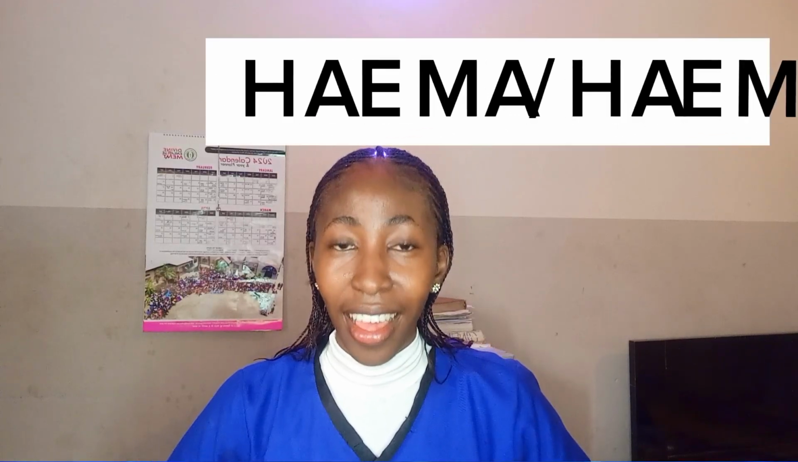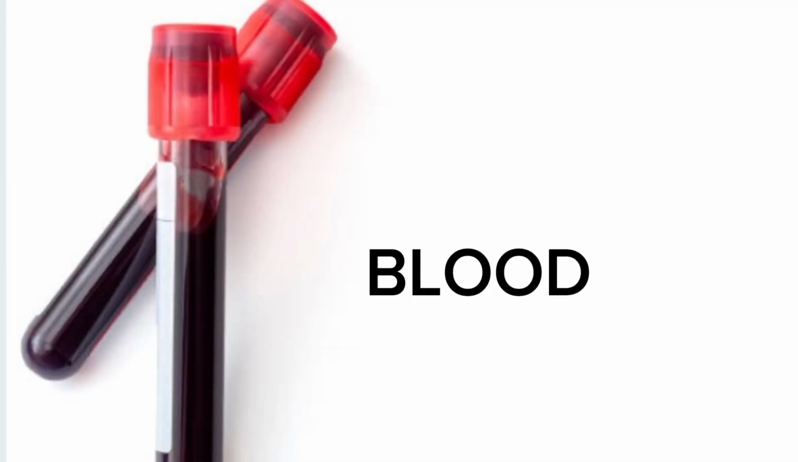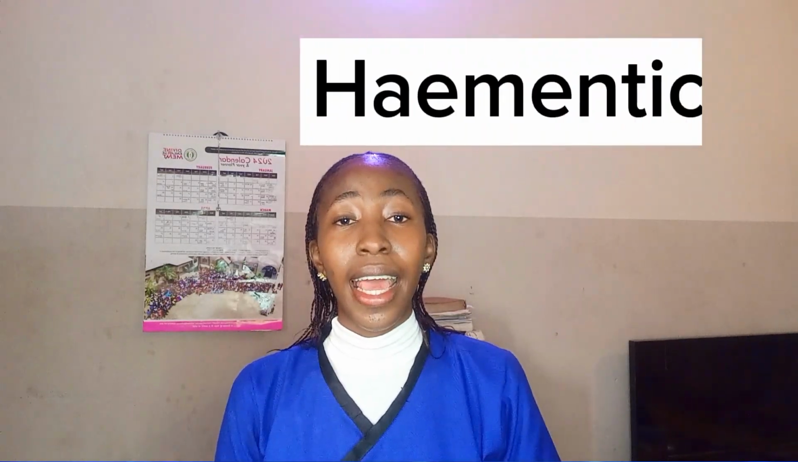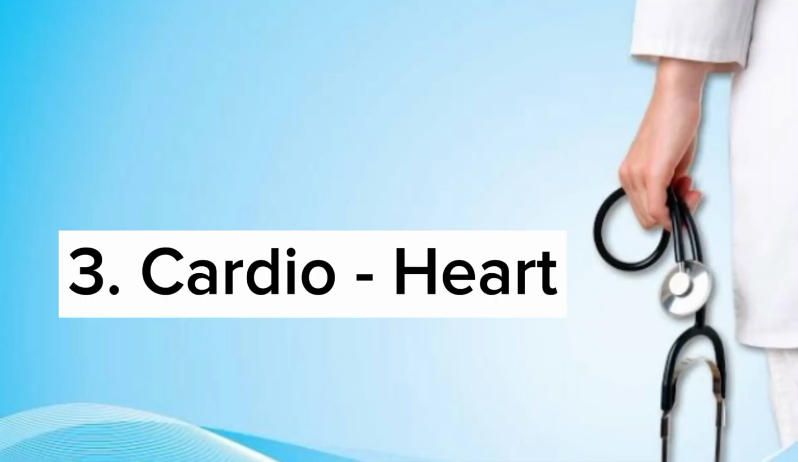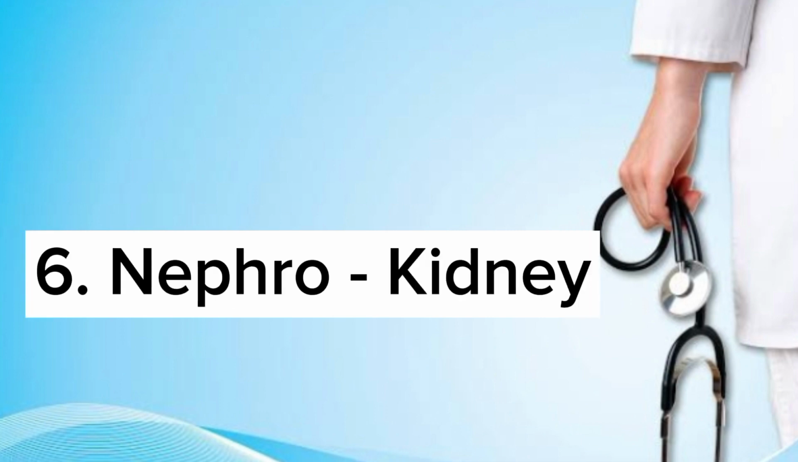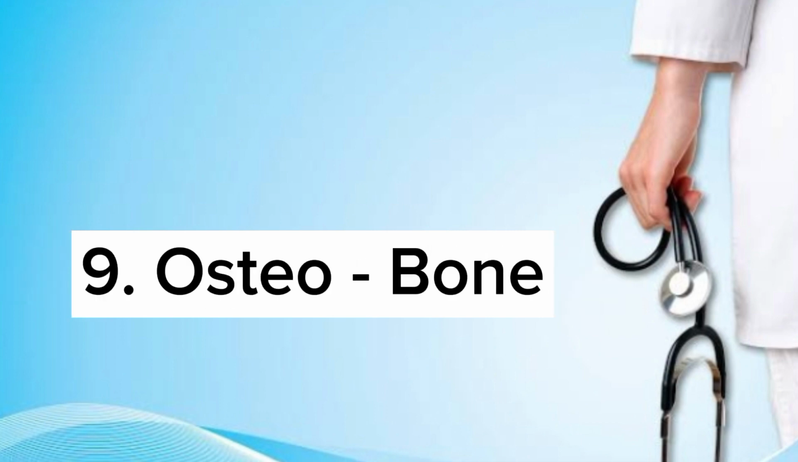The last but not the least is hema. Hem. Now, when you hear hem or hema, just know that it refers to the blood. You hear things like hematology, hematologists, hematoma, and the rest. So these are the top 10 prefix names for the different parts of the body.